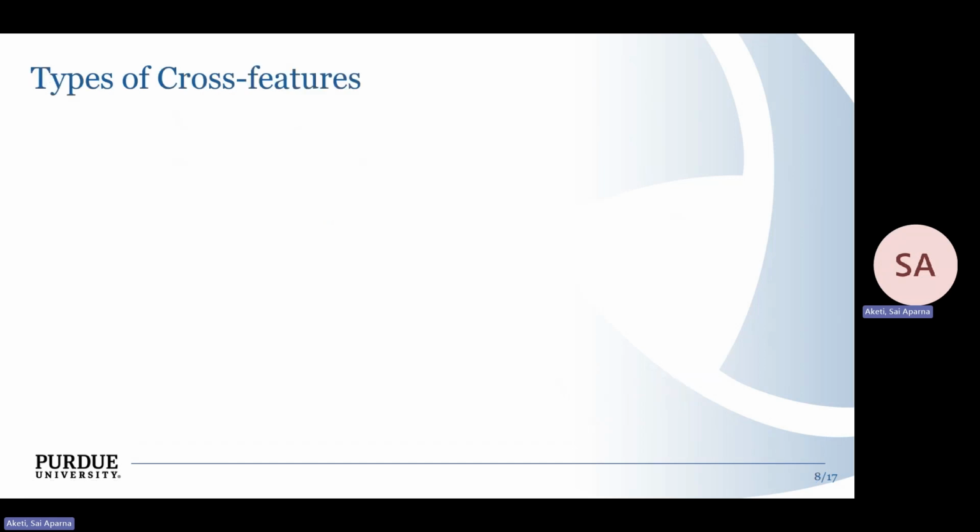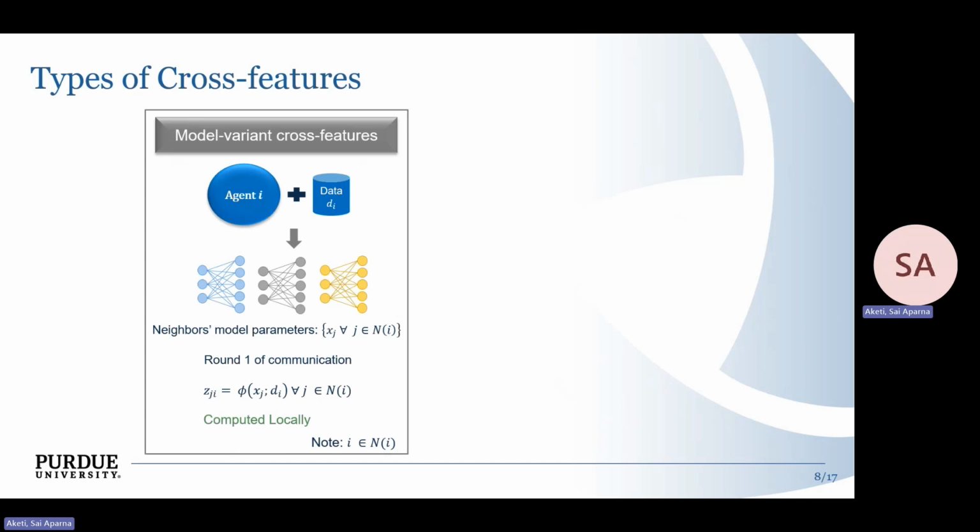We can define two different types of cross features. The first one is called model variant cross features, where every agent uses its local data and computes the last hidden layer representations for each of their neighbors' model parameters, which are received during the communication step.